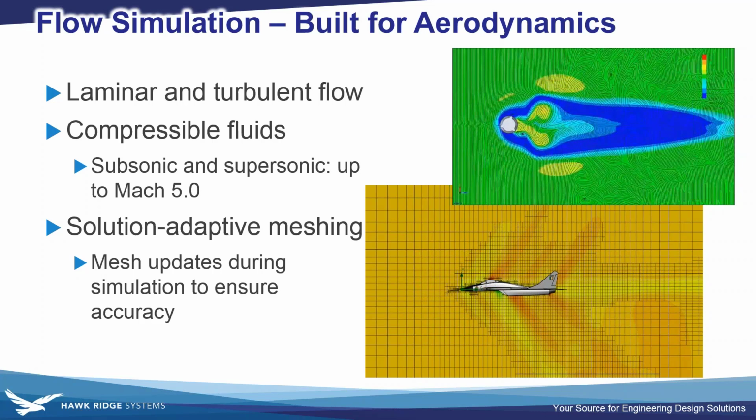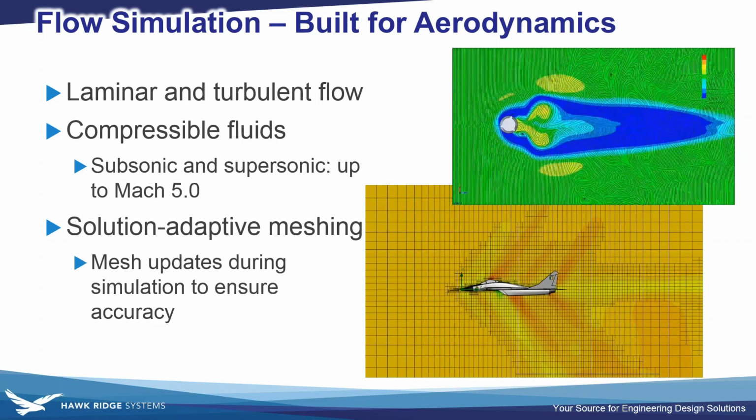Of course, you need to simulate compressible flow to capture shock waves, for example. And so we can handle up to about Mach 5.0, which is pretty typical for any kind of supersonic aerodynamics CFD program. The other key that's helpful here, and one of the main reasons why this is a good tool for aerodynamics, is what we have called solution adaptive meshing.